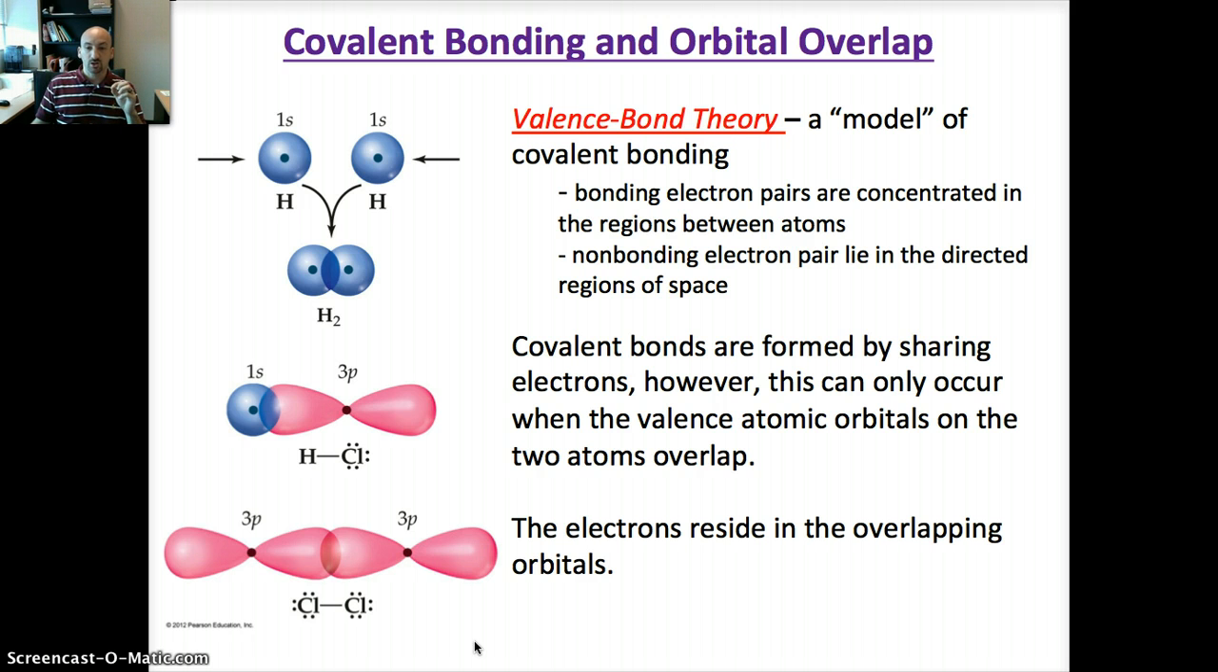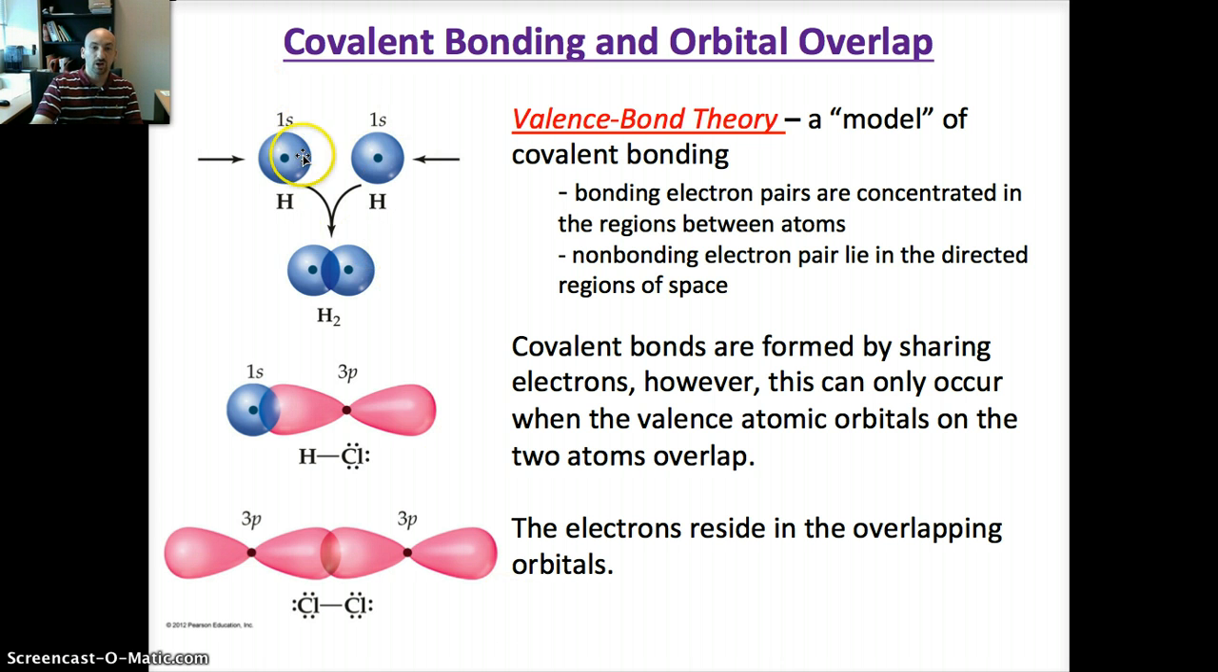Now, if we remember that the bonding electron pairs are concentrated in the regions between atoms, and that covalent bonds are formed by sharing electrons, then we know that this can occur only when the valence atomic orbitals on the two atoms overlap. Thus, the shared electrons reside in these overlapping orbitals. Because of this overlap, electrons are attracted to both nuclei and hold the atoms together.